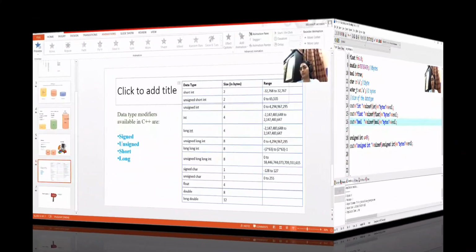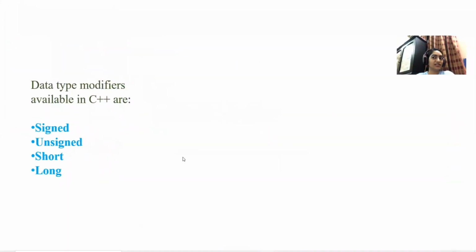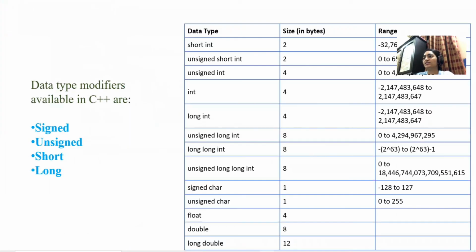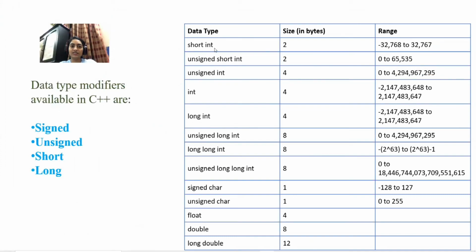So I have made some table. So here it is, the types of modifiers we were discussing: signed, unsigned, short, long, and here is the table. So short int, this is the way you declare the data type. It has size 2 with the number range between this. Similarly, unsigned short int, size 2 bytes, and the number range will be this. So you can go through all the data types, their size and their range.